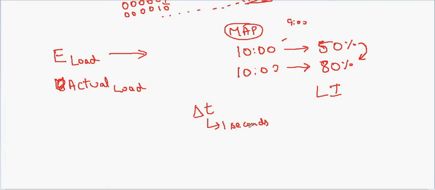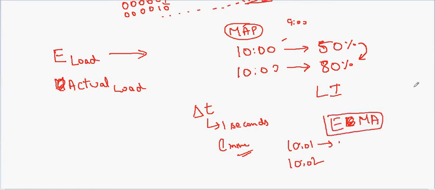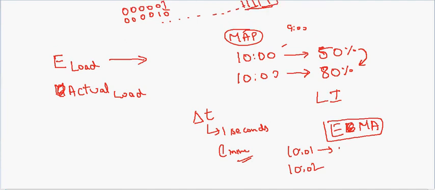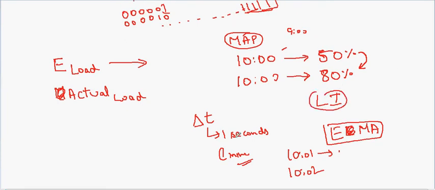Airtel may say, okay, I don't want 1 second, let it be 1 minute. So then it will be like 10:01, 10:02. So 10 o'clock 1 minute, 10 o'clock 2 minutes, they'll have an expected load, which will be calculated by the exponential moving average method, which I'll be talking about later. So you just need to know what is load increase and load decrease tendency.